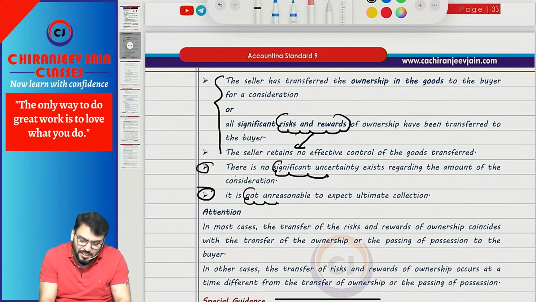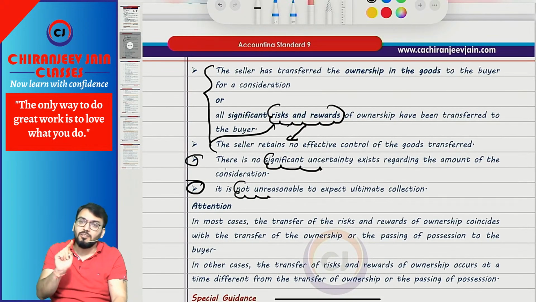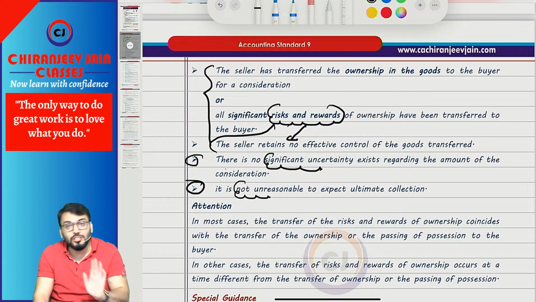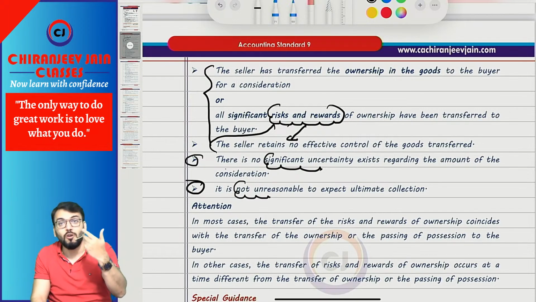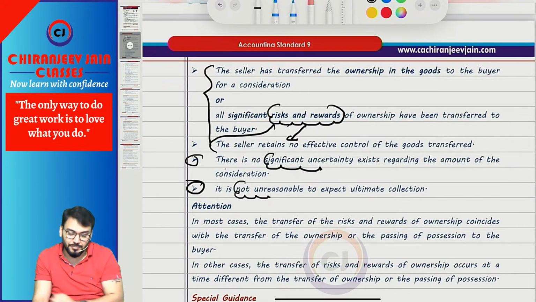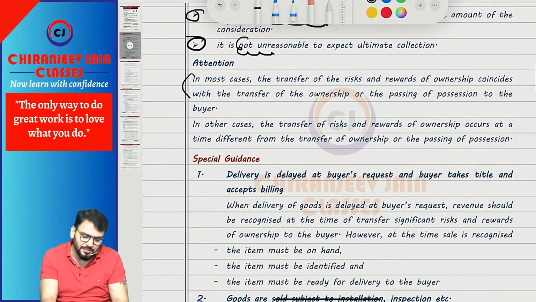So I will say this second point is also related to this only. The prime condition is what? All the significant risk and reward incidental to ownership has been transferred to the buyer. With ownership, always risk and reward will also be transferred. Understood? Correct. Understood this point? This is given.